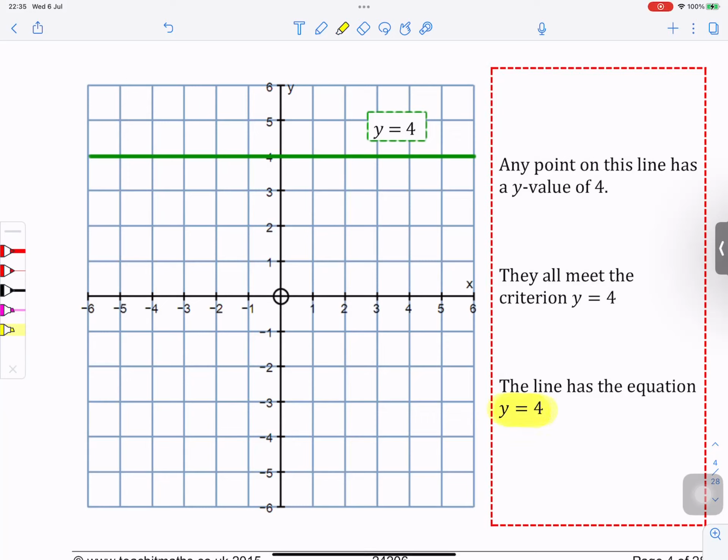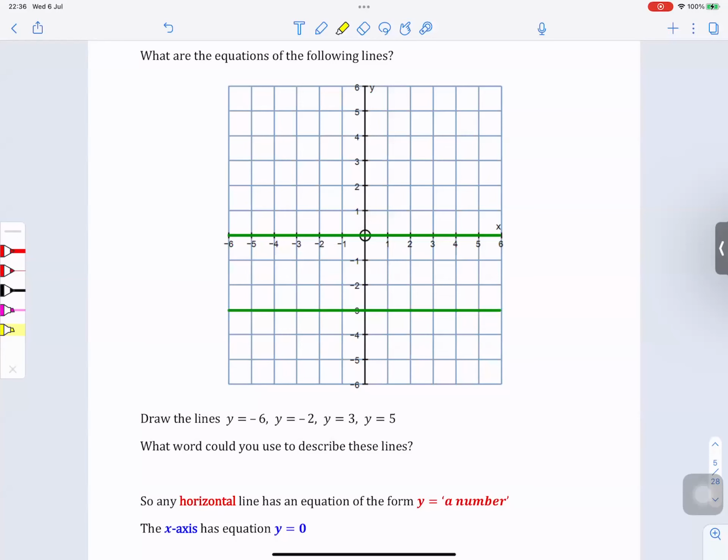A funny way to think about it is the horizontal line has the y values the same, and the vertical lines have the x values the same. Now it is your turn. What are the equations of the following lines? There are two lines there, 1, 2, write down the equation. And then after that, you draw the lines y equals -6, y equals -2, y equals 3, and y equals 5. What word could you use to describe these lines?